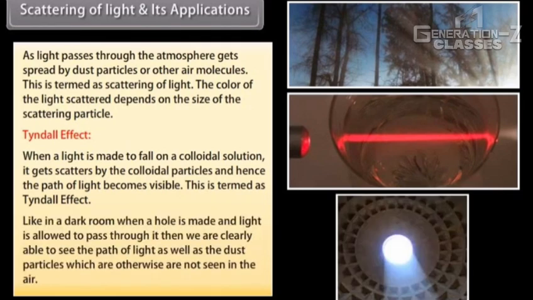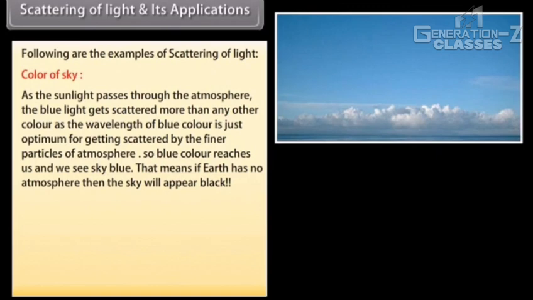Like in a dark room, when a hole is made and light is allowed to pass through it, then we are clearly able to see the path of light as well as the dust particles which otherwise are not seen in the air. Following are the examples of scattering of light. As the sunlight passes through the atmosphere, the blue light gets scattered more than any other color, as the wavelength of blue color is just optimum for getting scattered by the finer particles of the atmosphere. So blue color reaches us and we see the sky blue. That means if Earth has no atmosphere, then the sky will appear black.